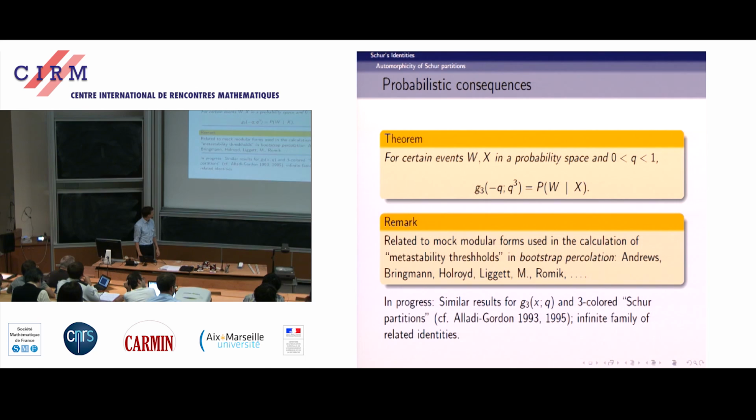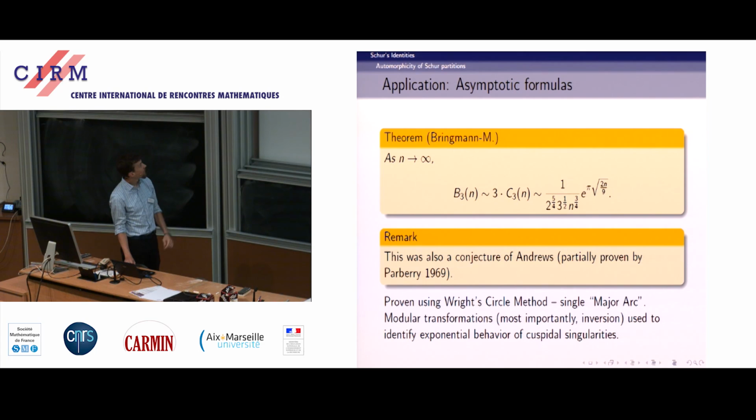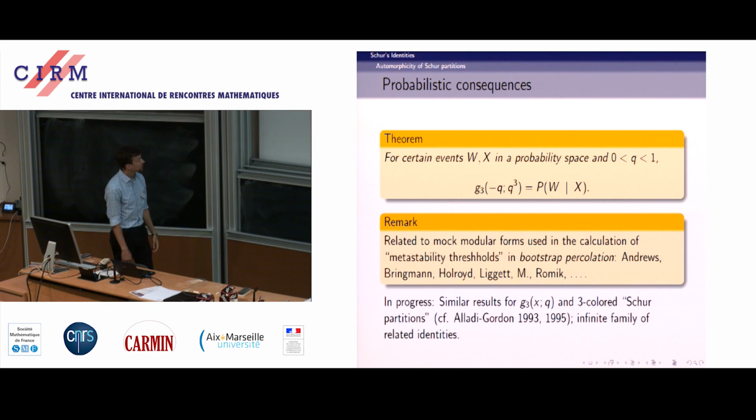And to wrap up my discussion of the Schur partitions, there's some work in progress. You'll notice that all of these results have G3 specialized to this negative q colon q cubed. It's been the case on all these pages, though I won't back up all the way. But the universal mock theta function is defined with two parameters. Well, it's essentially some sort of Jacobi object. I mean, it has Jacobi transformations. You need to correct them to make them quite right. But the x and q are really both there as parameters.